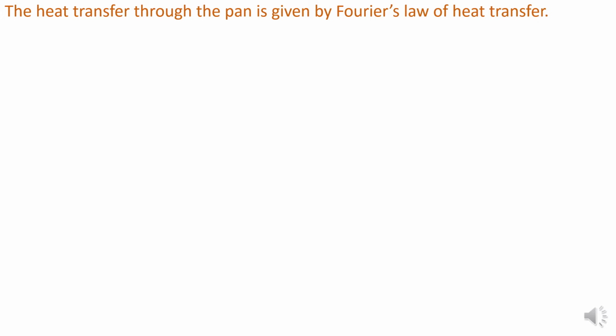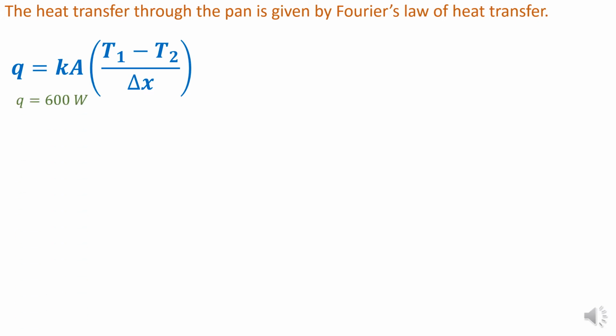Again, heat transfer through the pan will be given by Fourier's law of heat transfer, and it is simply Q = kA(T1 - T2)/ΔX, where Q is the heat transfer, k is the thermal conductivity of the material, A is the area perpendicular to the heat transfer, T1 and T2 are the two adjacent side temperatures, and ΔX is the thickness through which heat transfer occurs.